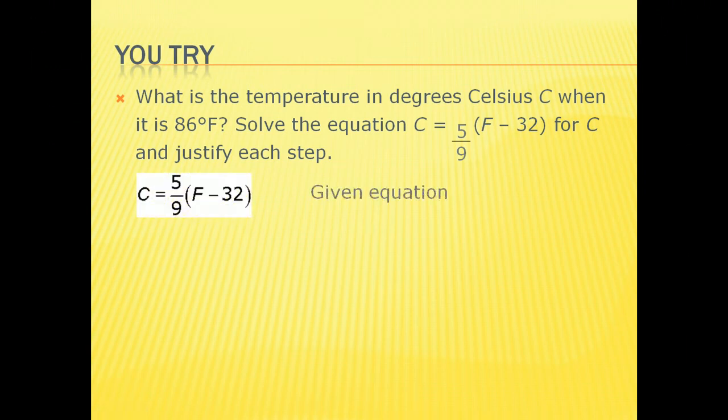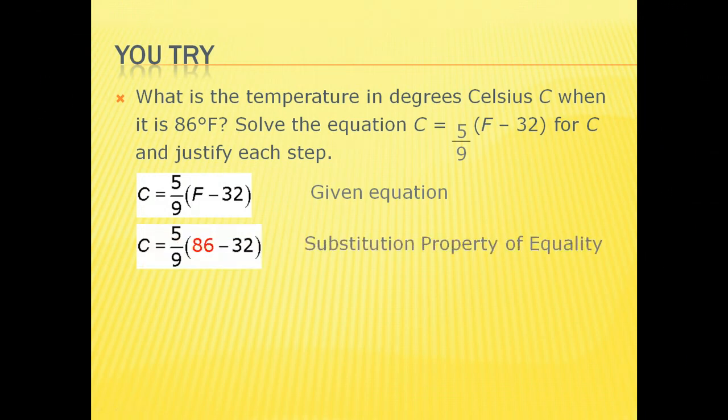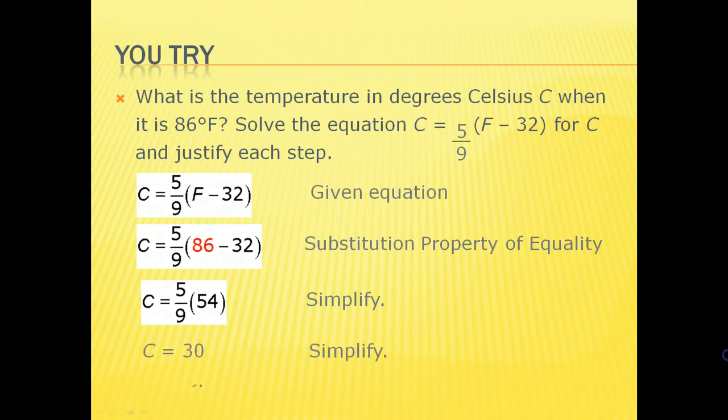We're given the equation C equals 5/9 times Fahrenheit minus 32. We're going to substitute in the 86 degrees by the substitution property of equality. Simplify, and simplify again. We have 30 degrees Celsius.